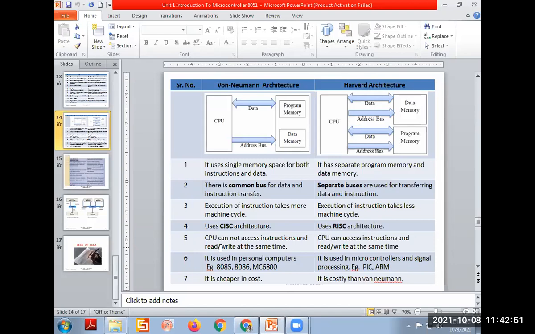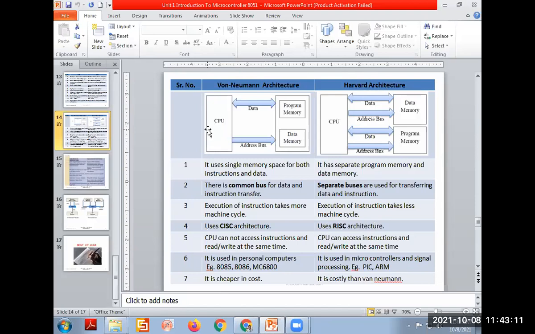CPU cannot access instruction and read or write data at the same time. I will clarify this difference, number five. What is the meaning of the CPU cannot access instruction and read or write data at the same time? Why?